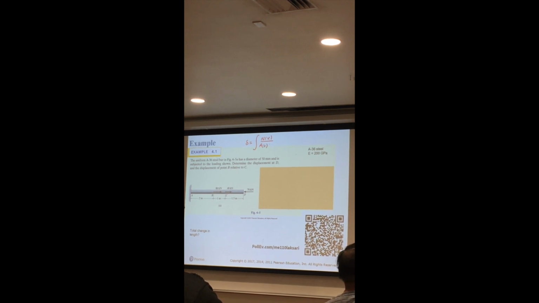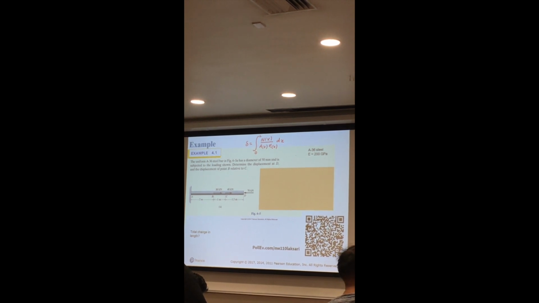From 0 to L. Correct? Yes. You remember this? Okay, let's review this one more time. What is N of x? Force. The internal force, yeah. What is A of x? That's the cross-section area. And then E of x? Okay. And then you just integrate that over the entire length, right?